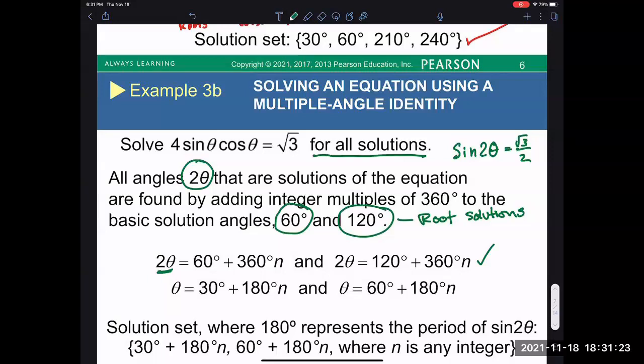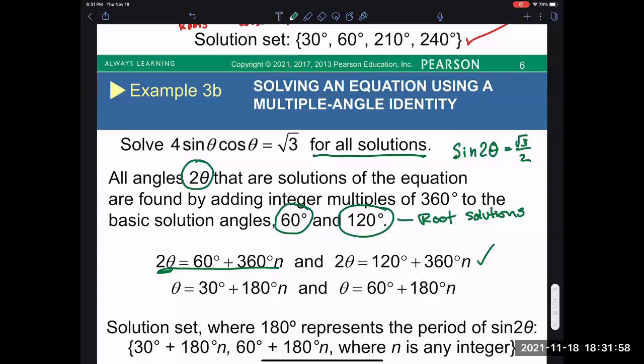Now we take those infinitely many solutions that would work for 2 theta, and express them in terms of theta by simply dividing everything by 2. So if I take 2 theta is equal to 60 plus 360 times n, and I divide everything by 2, then all 3 terms are divided by 2. So I end up getting that theta is equal to 30 degrees plus multiples of 180. Multiples of pi instead of multiples of 2 pi.